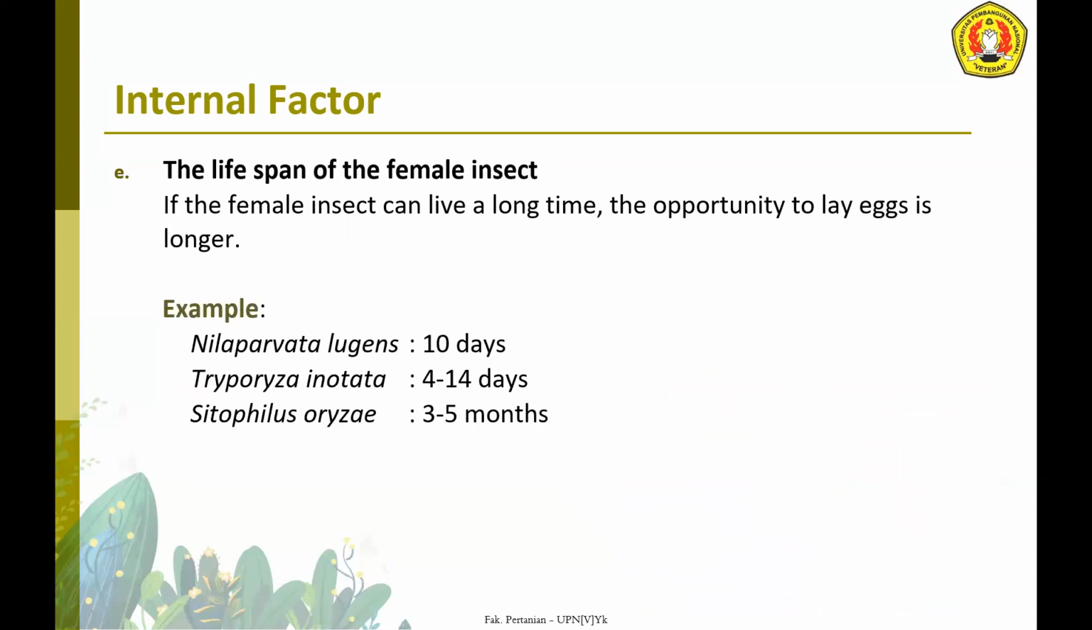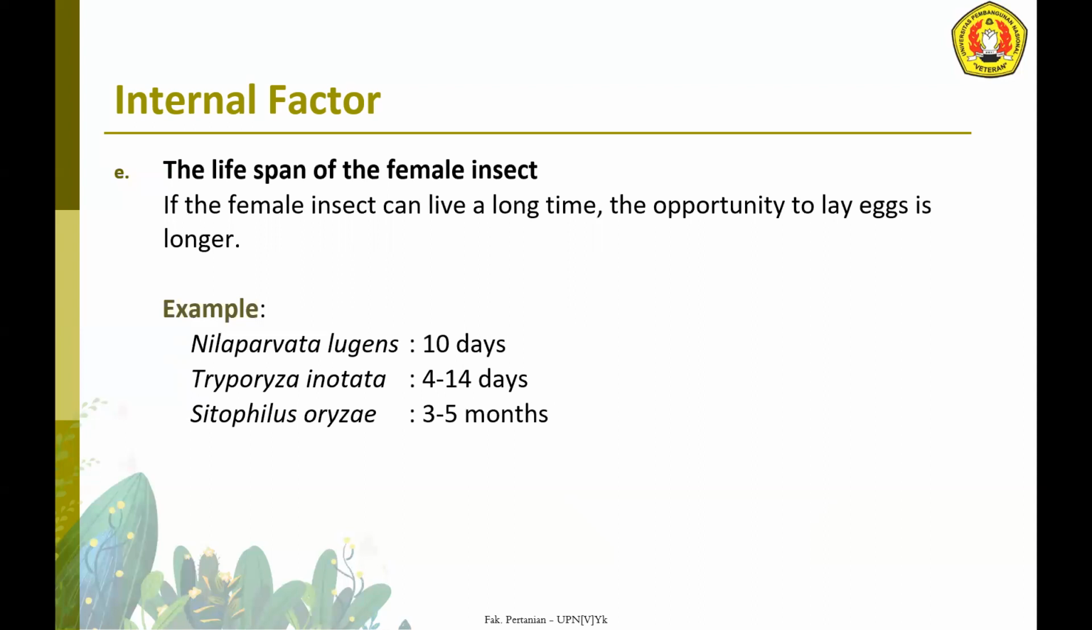Internal factor number 5 is the lifespan of the female insect. Ya, jadi masa hidup umur dari betina. Kenapa ini pengaruh? Ya, karena semakin panjang umur betina, maka semakin banyak dia punya kesempatan untuk bertelur. Semakin pendek, kesempatan dia bertelur hanya beberapa kali. Tapi kalau dia lama hidupnya, maka dia bisa bertelur berkali-kali.